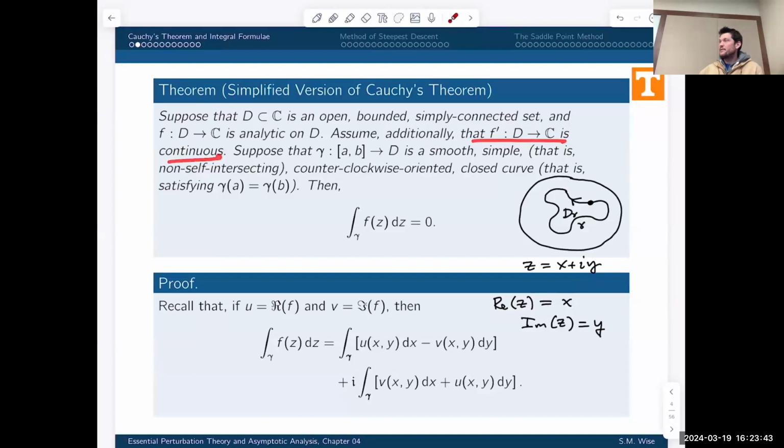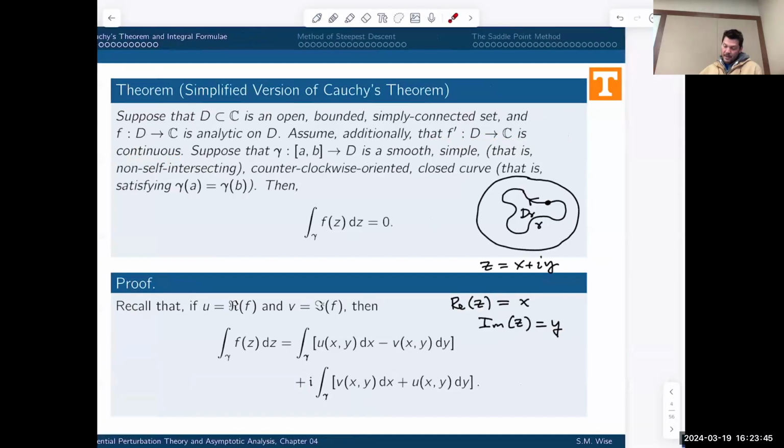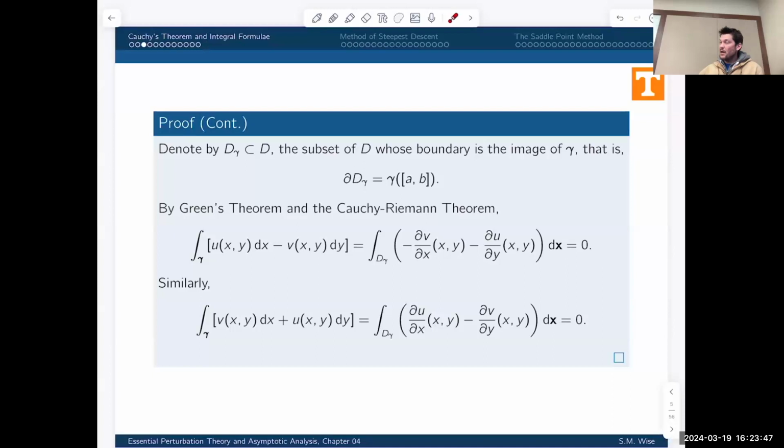That's why that's in there, okay? So because of that extra continuity assumption, we know that the partials are all going to be continuous and we can apply Green's theorem. We apply Green's theorem, which says that for this real contour integral, we just replace the contour integral by an area integral over d gamma of this integral involving partial derivatives.